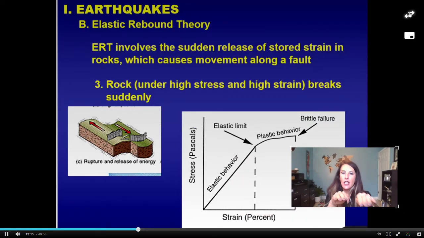And then after you exceed the elastic limit and your rocks are no longer behaving plastically, you're going to see a sudden rupture. Number three, rocks under high stress and high strain will break suddenly. So you see this quick and sudden snap of ground. I wanted to show you a few pictures that represent this. I think it's pretty cool.